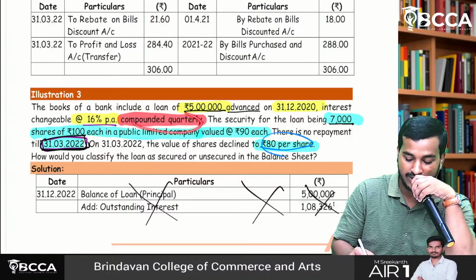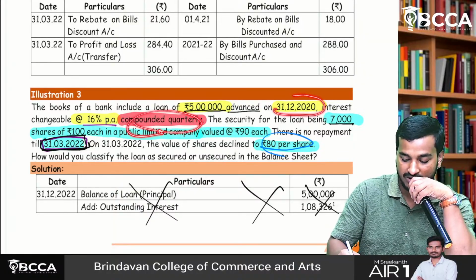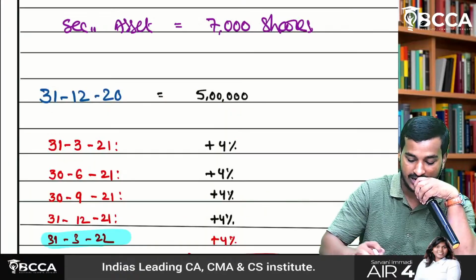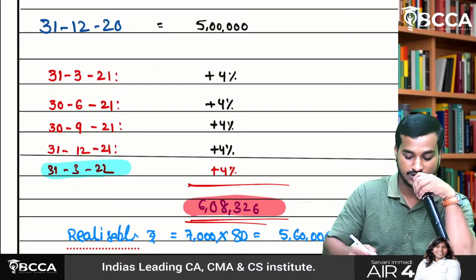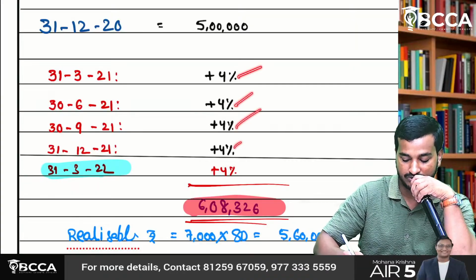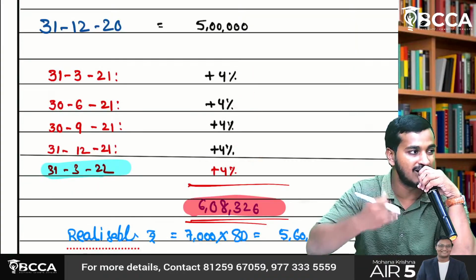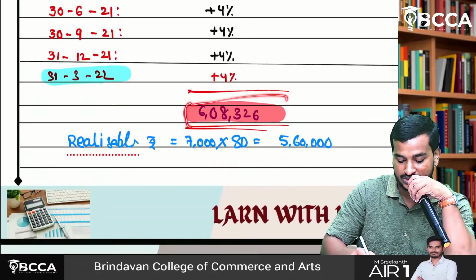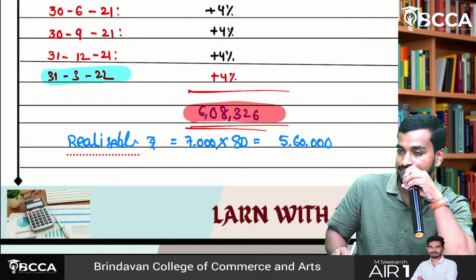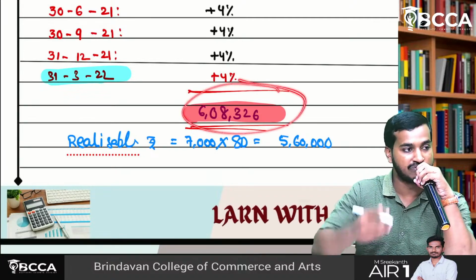They are compounded quarterly, no? So date of loan 31st December 2020, and I have to compound till 31st March 22. So plus 4%, plus 4, plus 4, plus 4, plus 4. This is called compounding, interest on interest. Total amount would be 6,08,326. This much amount is receivable from the customer.